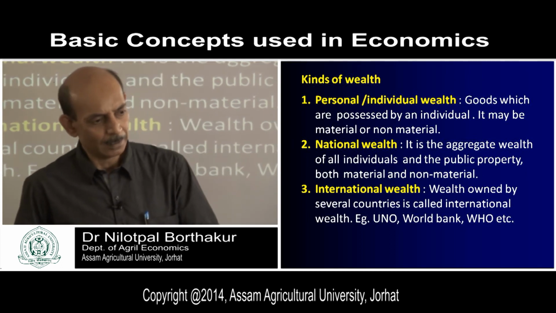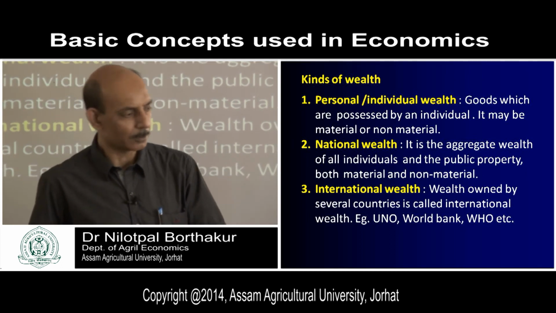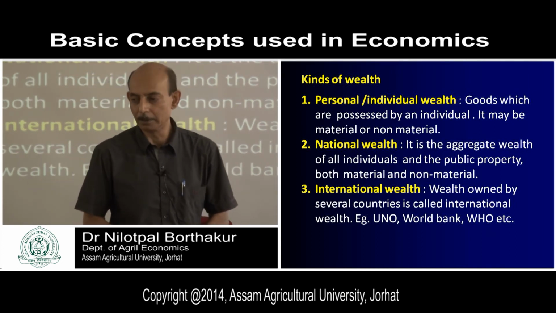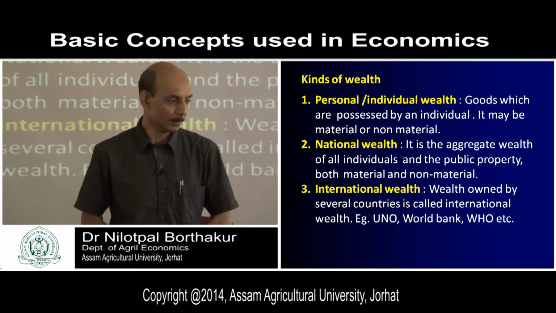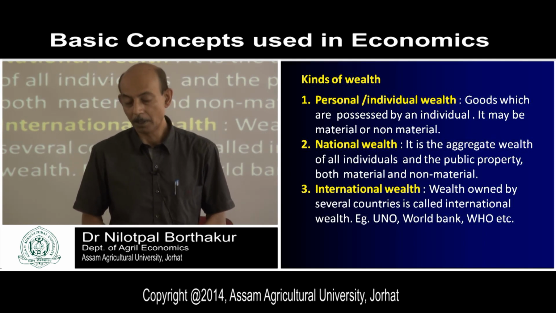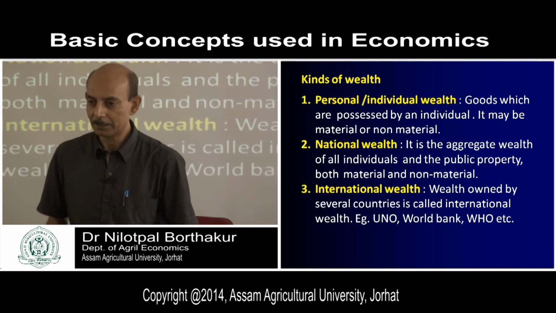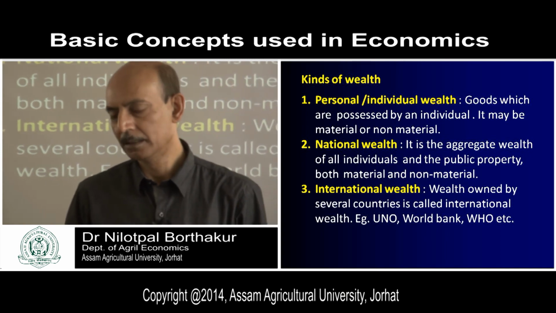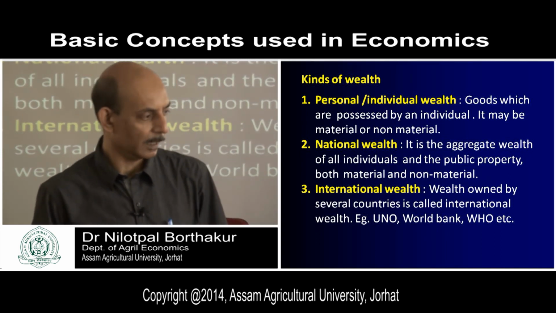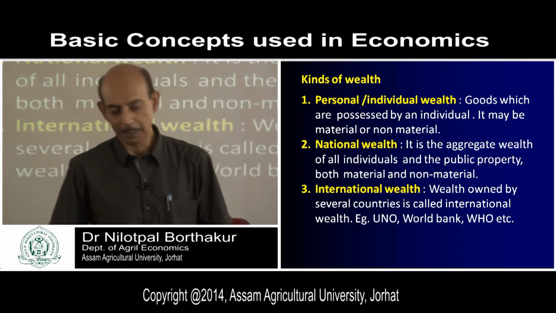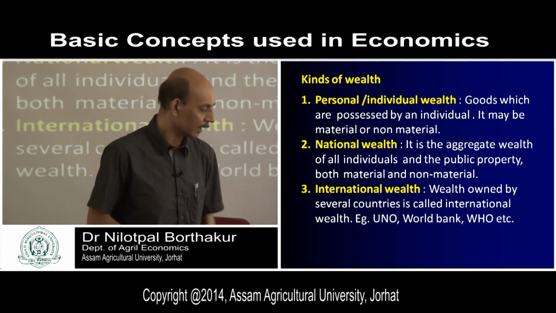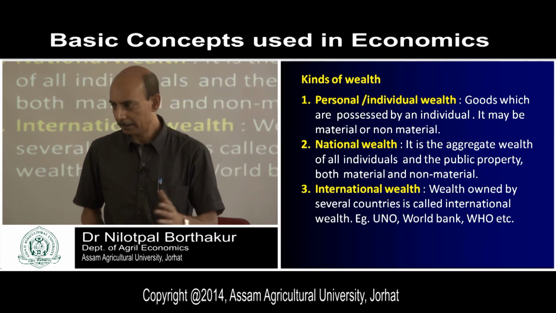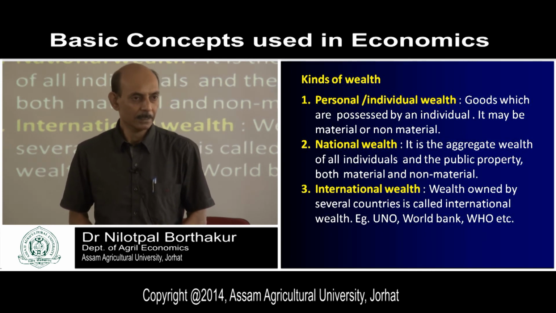And certain institutions, certain goods are used for the benefit of the whole of mankind. Globally, this is useful. This is called international wealth. UNO, World Bank, International Labour Organization, these institutions are international wealth, because globally they become useful to all of us, and internationally these are accepted for the benefit of mankind. So that is why these are international wealth.